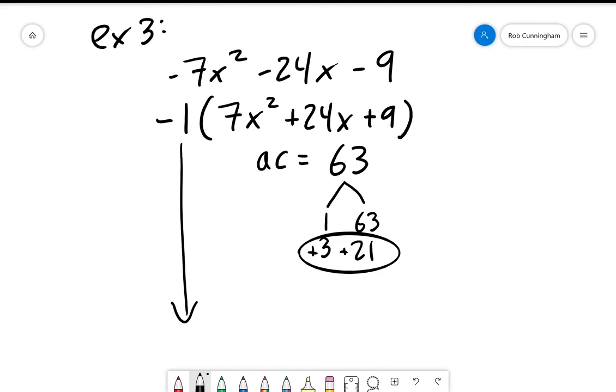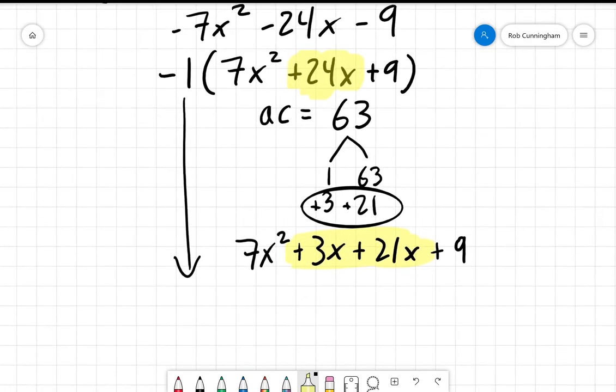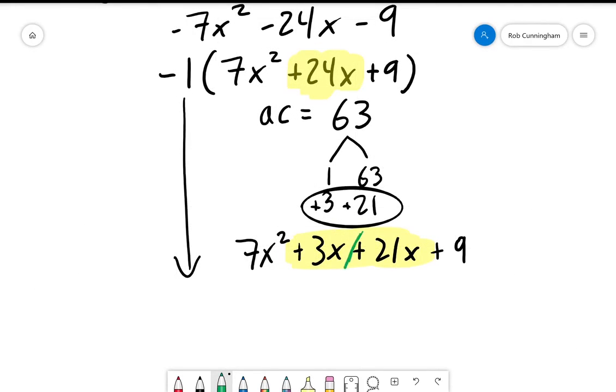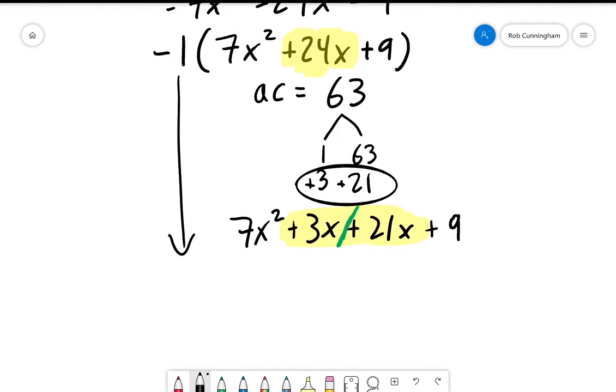For now, 7x squared plus 3x plus 21x plus 9. So again, I haven't actually changed anything. I still have 24x here, and I still have 24x here. It just looks different. So now I'm going to do what I did before. I'm going to cut this in half, and I'm going to factor out x from the first pair.